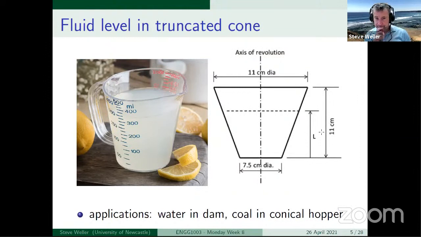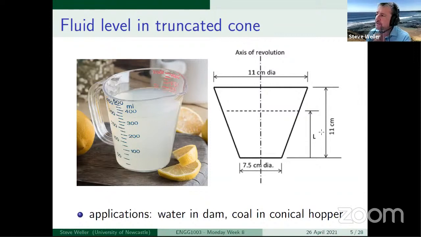Now, while I've written it in terms of a measuring cup, it's got many applications in engineering settings, such as capturing the water in a dam, which might have a circular profile and a truncated cone shape, or coal or some other ore, iron ore, in a conical hopper, which is again truncated at the bottom to let the coal flow out. And so I've expressed it here in terms of a measuring cup, but it does have engineering applications.